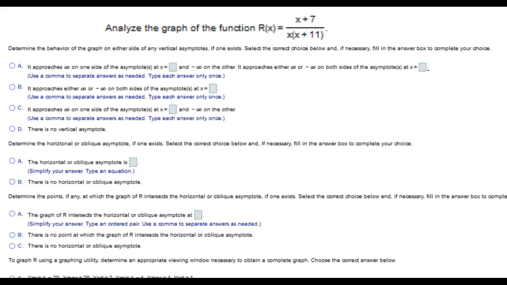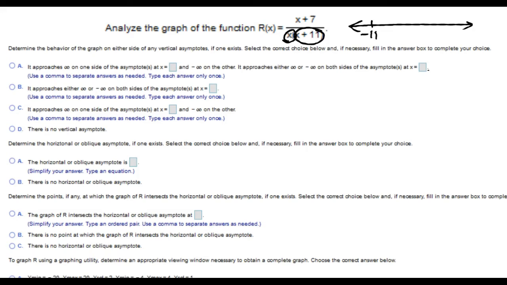We've already determined that we have vertical asymptotes at x equals 0 from this factor and x equals negative 11 at that factor. So we want to figure out the behavior around those. Not the end behavior, but what the y value is doing. So I'm going to set up a chart here, and I'm going to put the vertical asymptotes as well as the zeros.